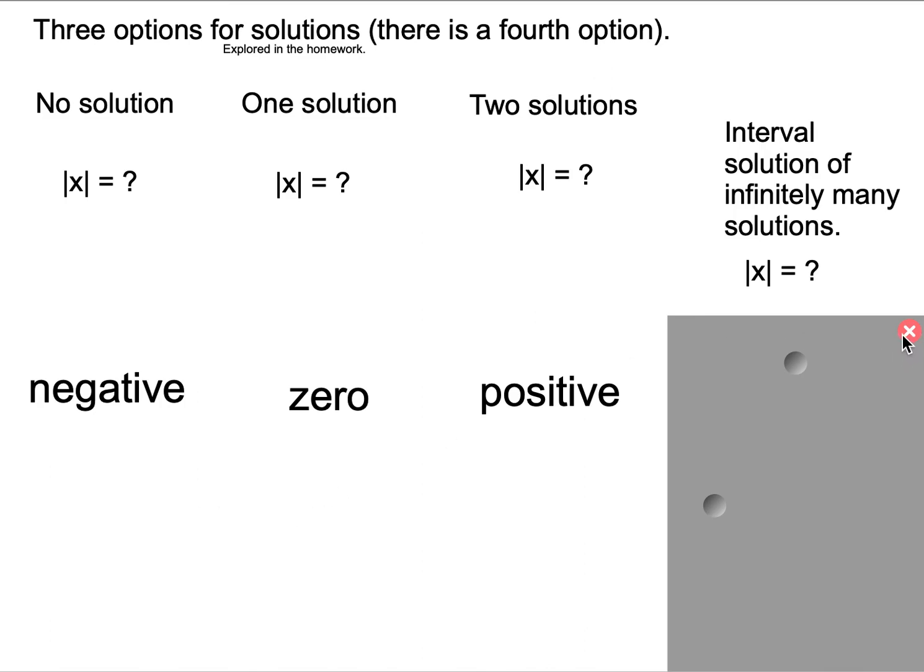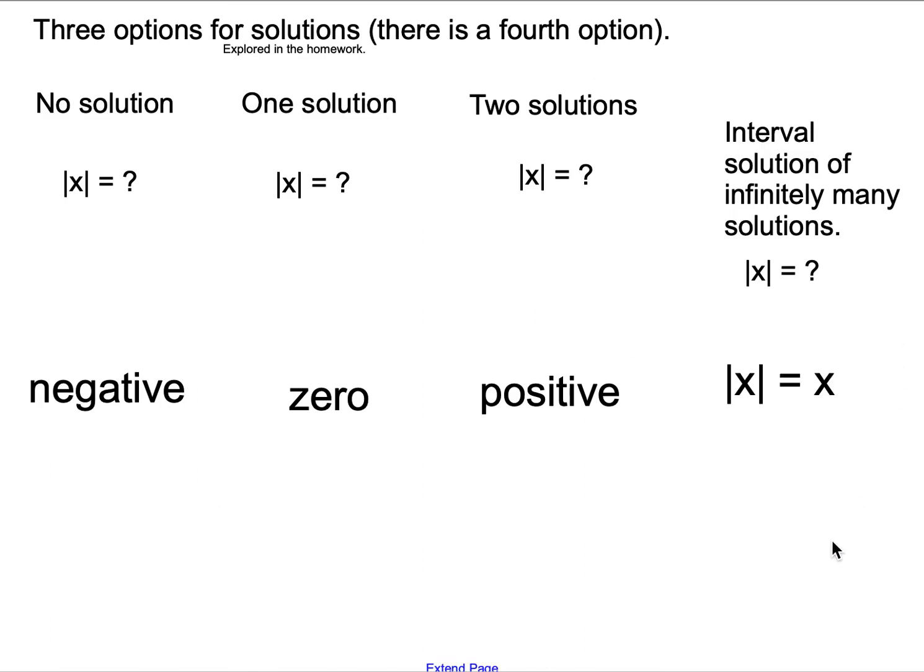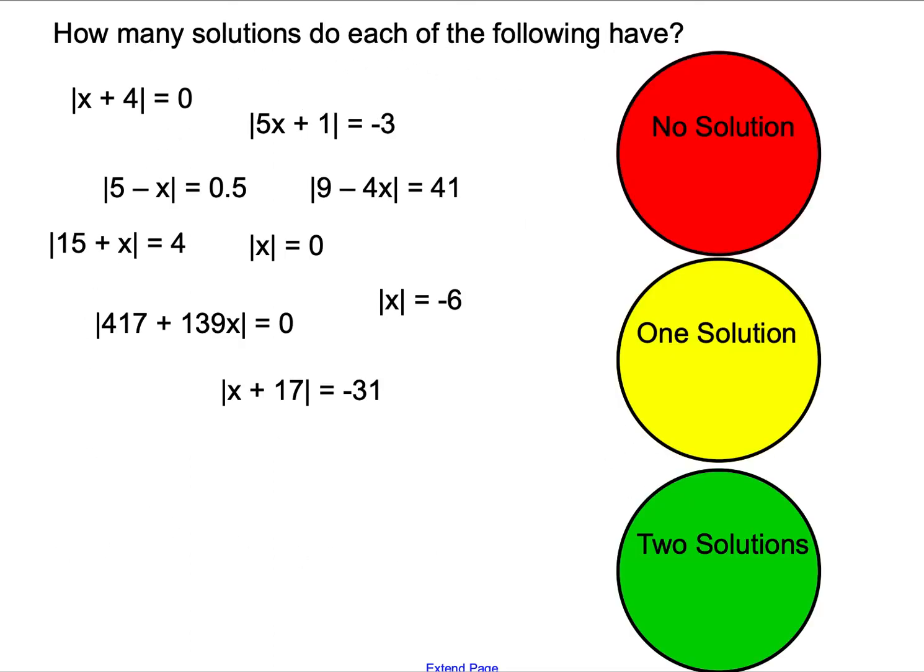Now, the 4th option that we won't get to in 8th grade is this idea that whatever's inside the absolute value is exactly the same as what's on the other side. And this gives an answer that it works for all positive numbers, but not for negative numbers. So that's kind of a weird situation. And we won't be doing that really in 8th grade. Just this idea here. Now, let's look at some examples.